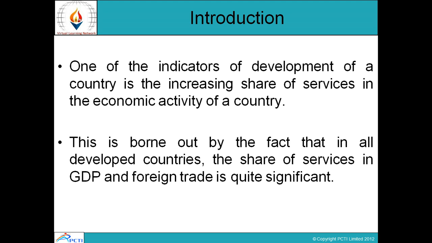Introduction. Whenever there is a development in the country, there are certain indicators, and one of the indicators in any development of a country is the increase in the share of services. When the share of services in the country increases, any kind of economic activities, then it is one of the indicators that yes, there is a development happening in the country.